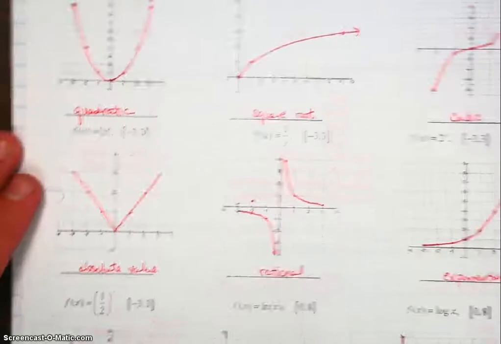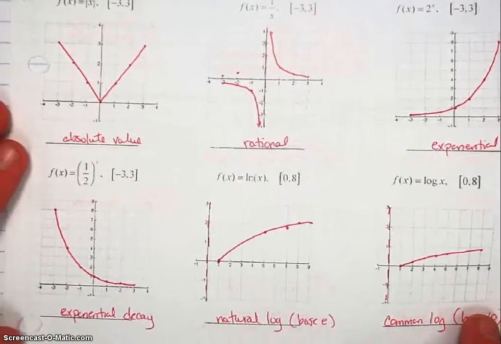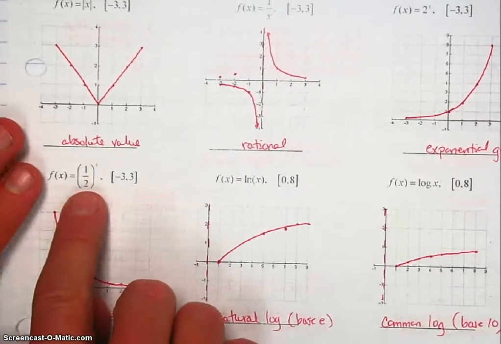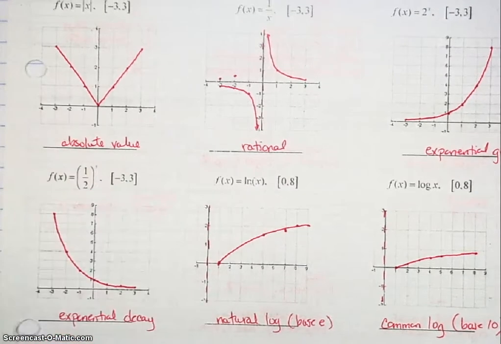As opposed to the next one down here, which is exponential decay. If you'll notice, we just flipped it and made it a 1/2. 1/2 is not significant there. It could be anything less than 1. It could be 1/2, 1/3, 1/4, anything. But any number less than 1 is going to give me the decay.